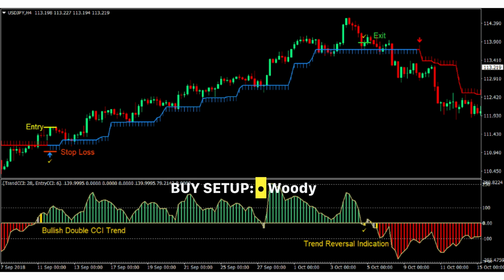Buy setup. Woody Half Trend turns bullish color. An up arrow appears below price. Indicator line moves below candles. Enter a buy at candle close after the arrow. This confirms a new bullish trend.